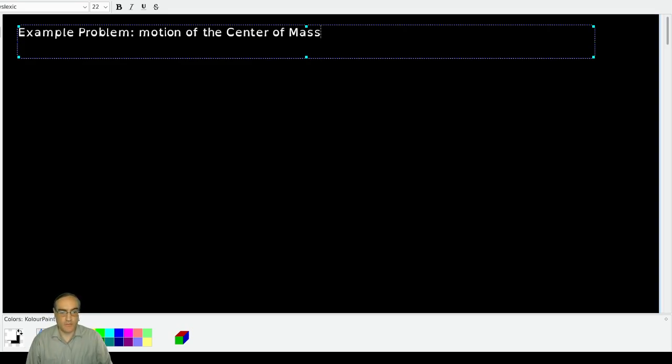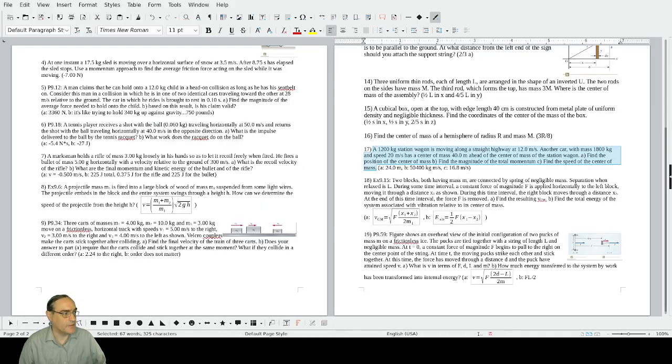All right, we're running an example problem on the motion of the center of mass. Exactly which problem it is in the practice and exactly which chapter's practice will depend on which school this is at. But here's the problem that we'll be doing regardless.